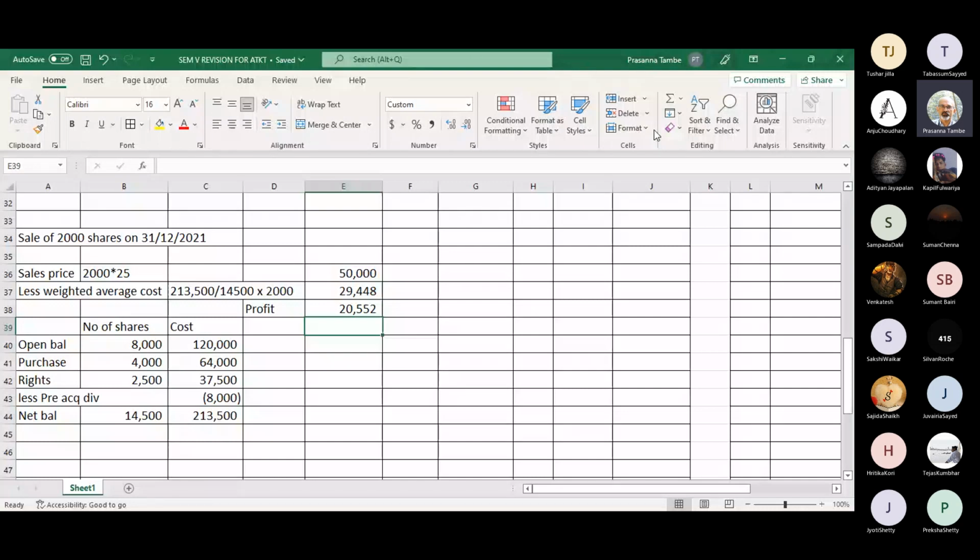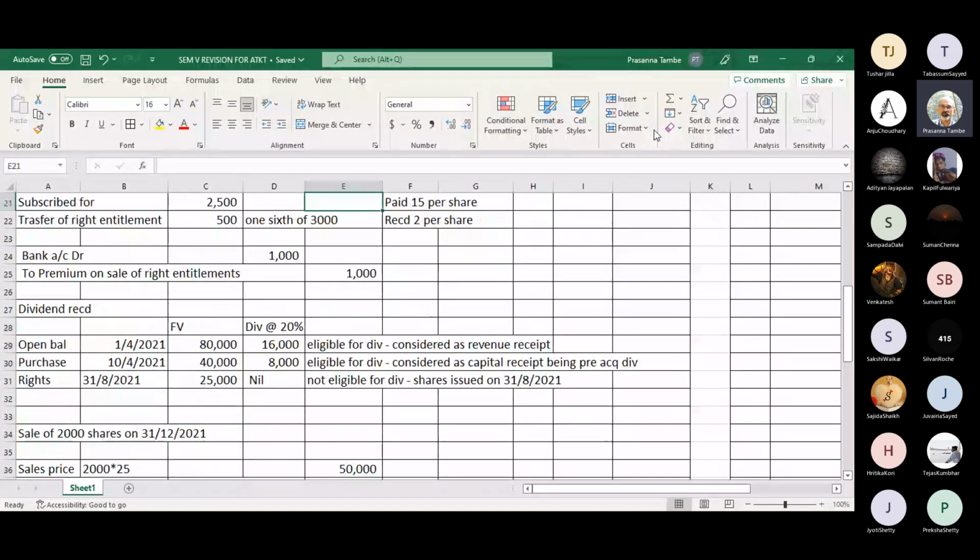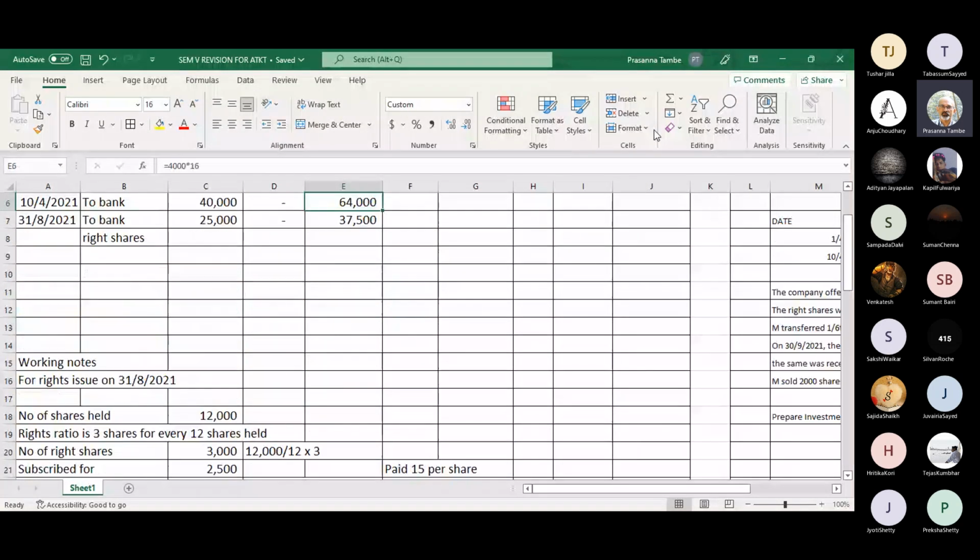Shall we go to the accounting if you have finished the working note? Can we work on the accounting part? Yes. Okay. So our first entry will be for sale, and there will be a separate entry for transfer of profit.